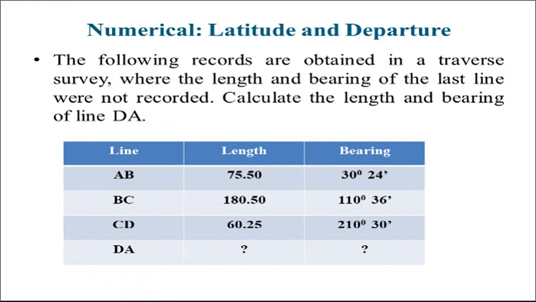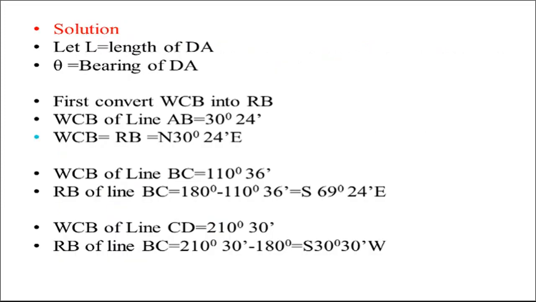The following records are obtained in a traverse survey where the length and bearing of the last line were not recorded. Calculate the length and bearing of line DA. So the readings are given. Lines AB, BC, CD and DA form a closed traverse. For AB, BC, CD the lengths are given, and also the whole circle bearings for AB, BC, CD are given. The length and bearing for line DA are missing. This missing data we have to find out in this numerical.